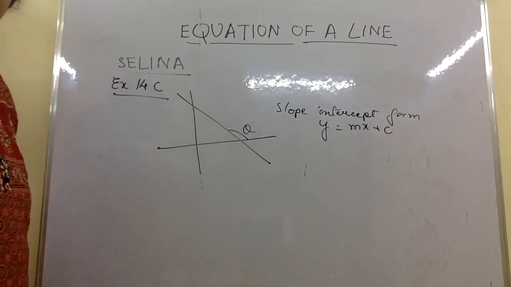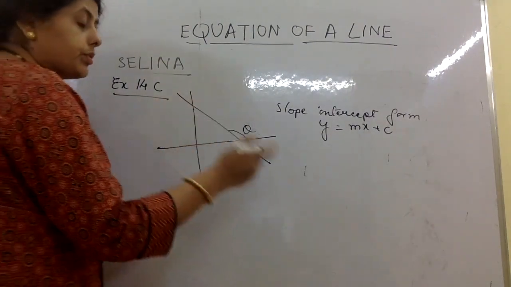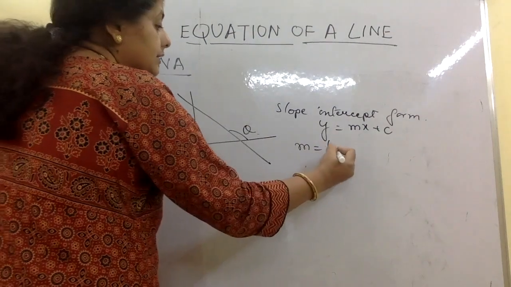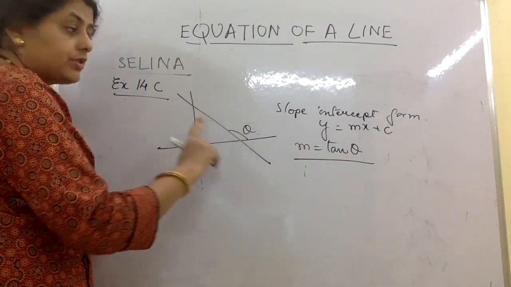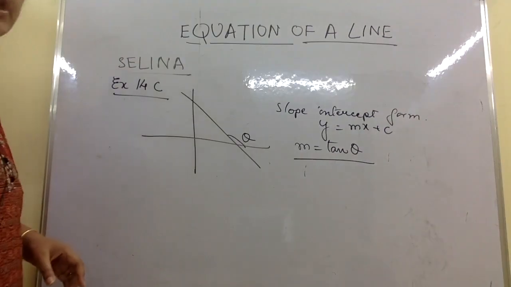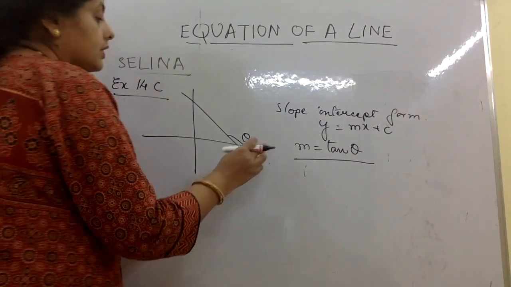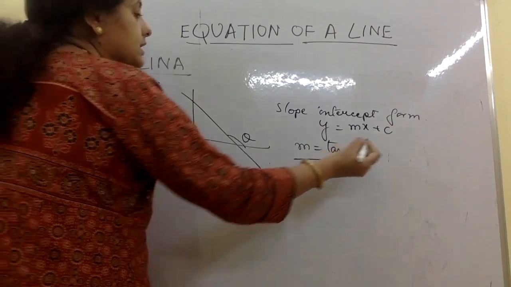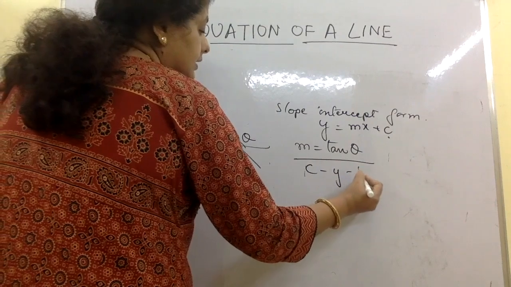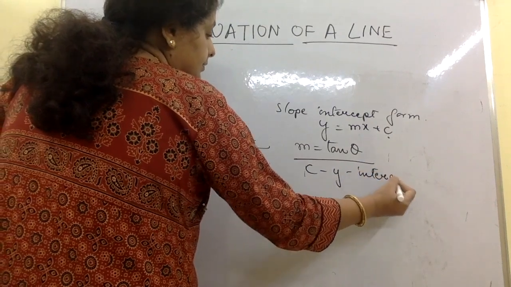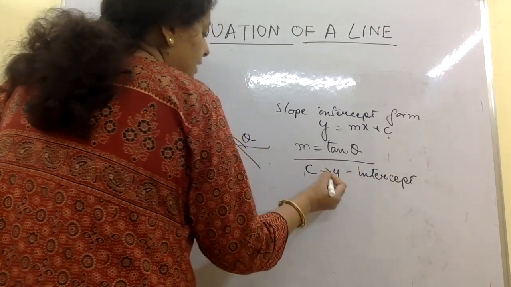First, what are the different names? I have already talked about slope. So m is equal to tan theta, that is, theta is this angle with the positive direction of the x-axis. Then what is c? C is the y intercept.